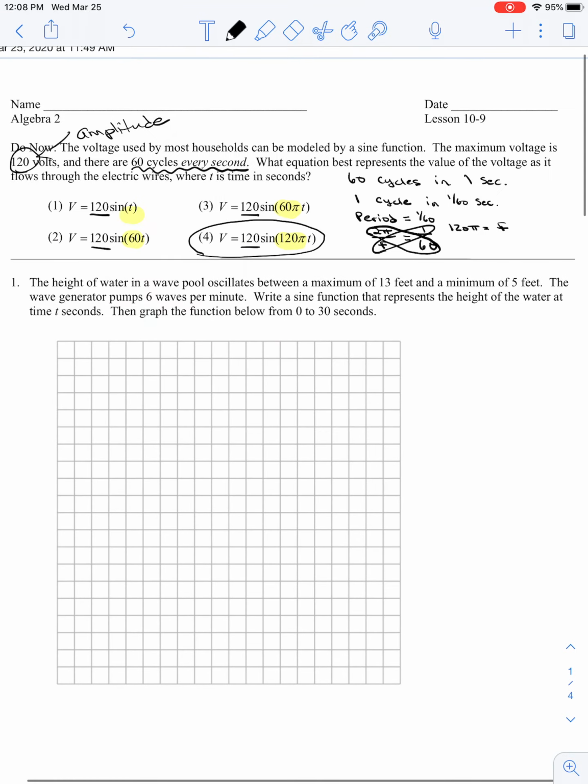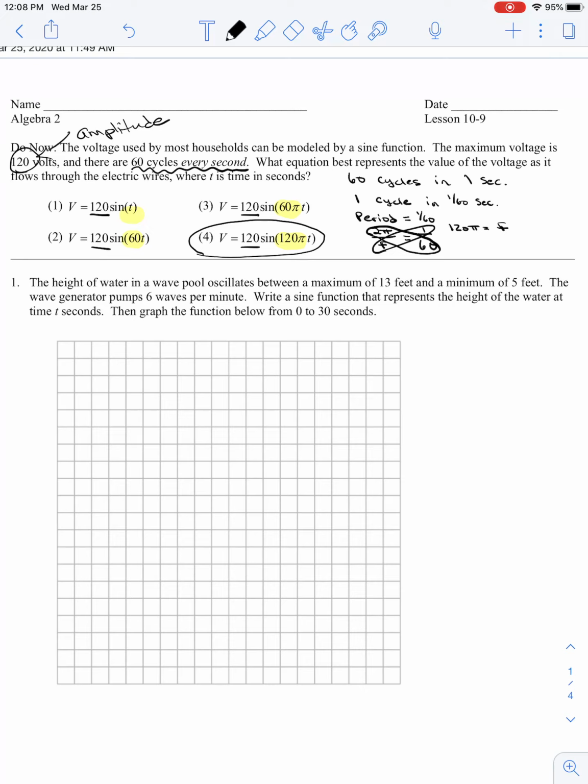Let's take a look at question number 1. Please take a minute to read through the question, pause the video, and write down the important information on the side of the page. Okay, so let's take a look at some of the things that you wrote down that you were able to figure out from this question.